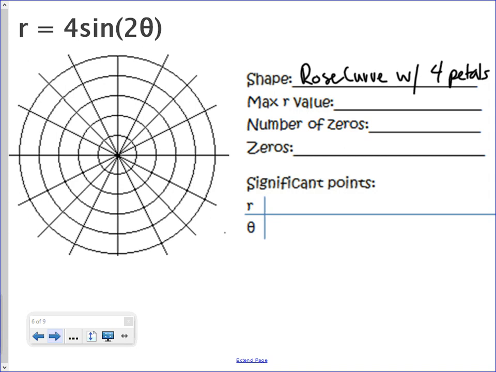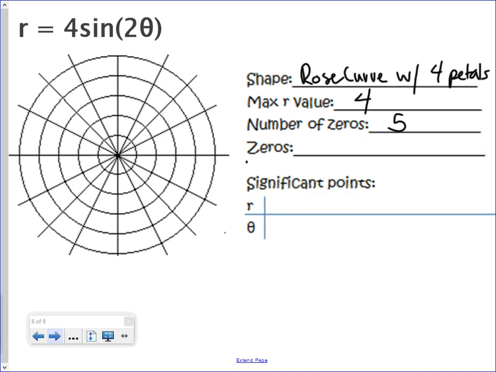What would be the max r value? 4. Okay, same as it was before. What should be the number of zeros? 5. That's the number of petals plus 1. Okay. And then find out what those zeros are.